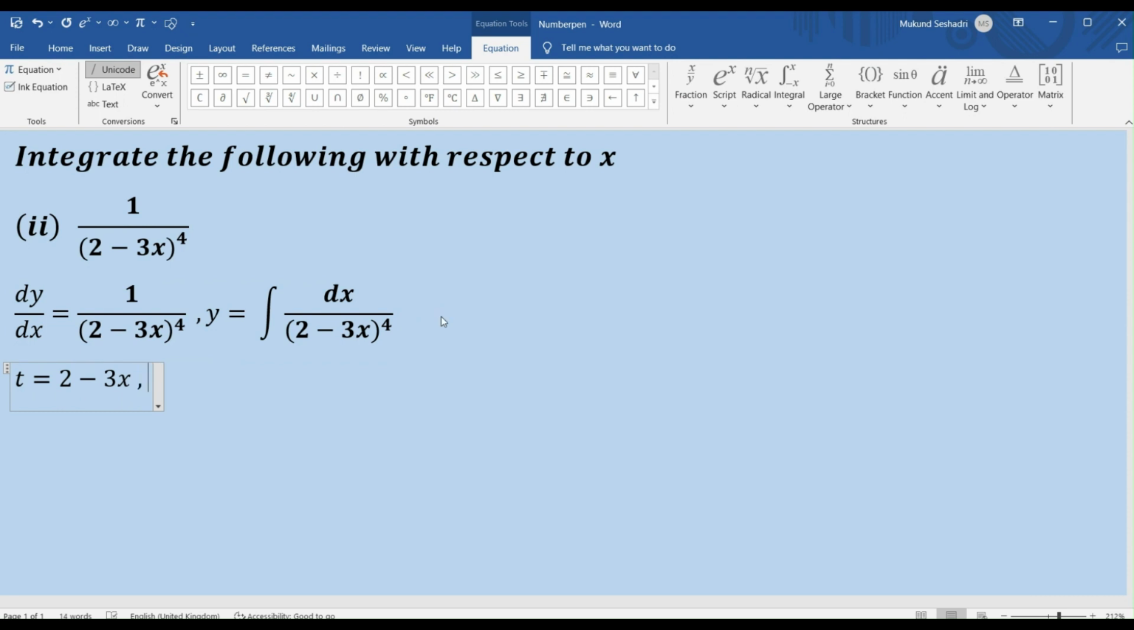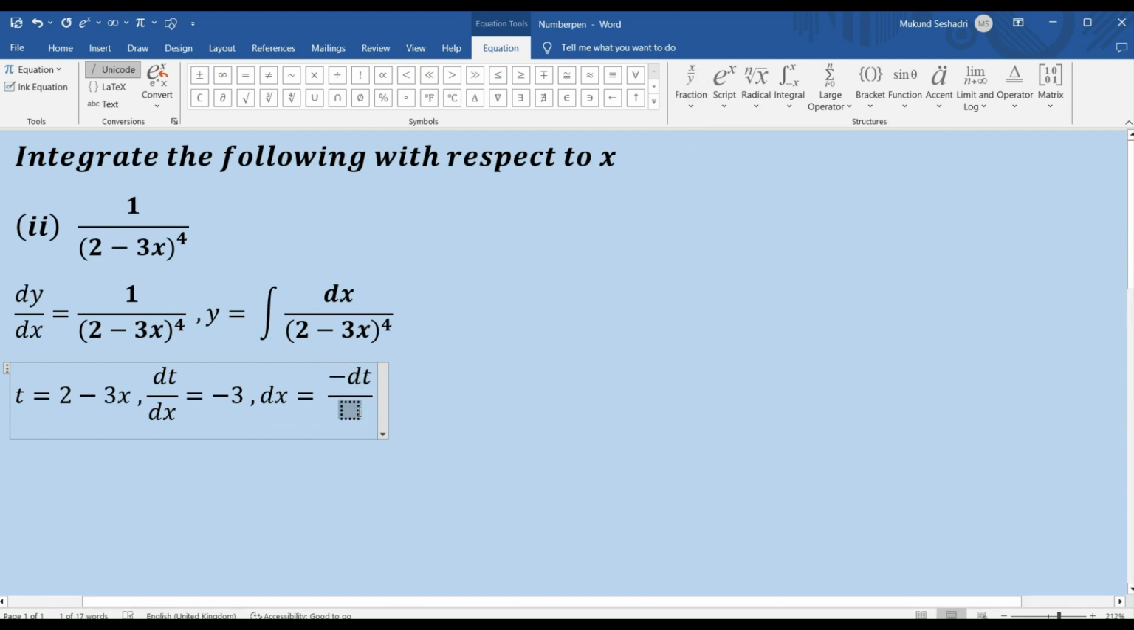I'm going to do t equals 2 minus 3x, which means my dt by dx equals d by dx of 2, which is 0, and d by dx of minus 3x, which is minus 3, right? So this is what I have. So my dt by dx equals minus 3, right? And so what is my dx? My dx equals minus dt by 3. We're doing this because we're going to put back everything in the form of t because that will simplify our y, right?